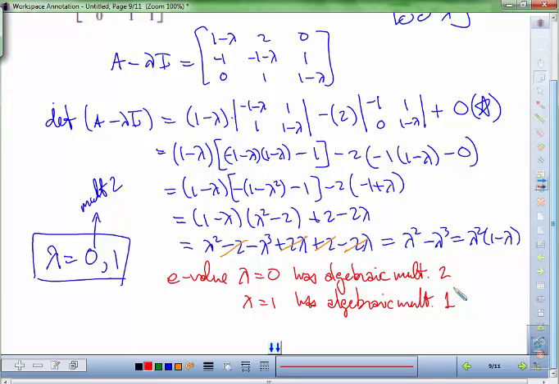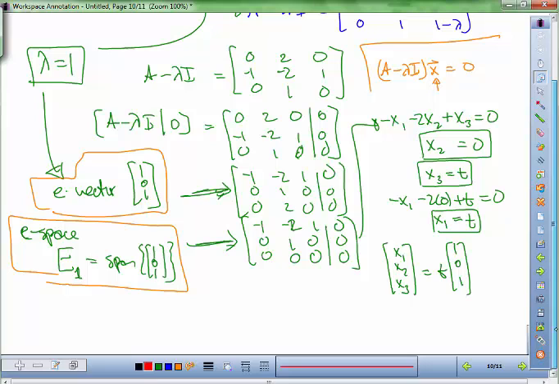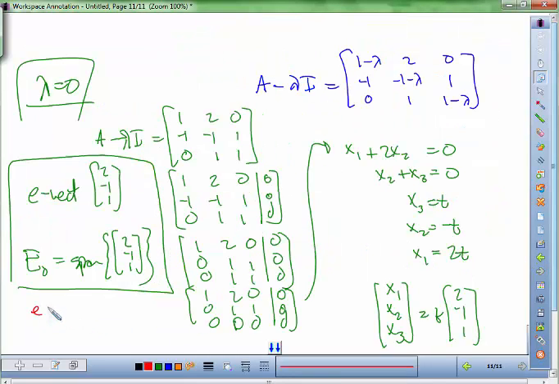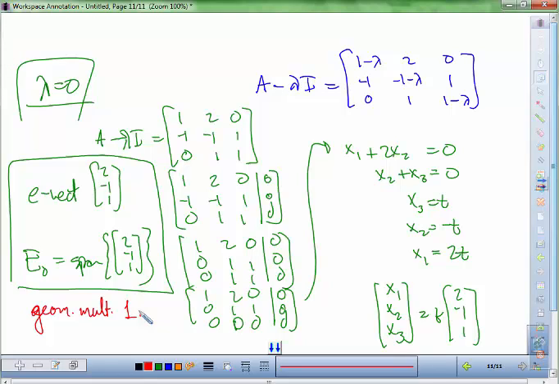Now, to get the geometric multiplicity, you need to find the dimension of the eigenspace, or figure out how many eigenvectors are associated with it. When lambda is equal to 1, this has geometric multiplicity of 1 because its eigenspace is one-dimensional. And this eigenvalue of 0 has geometric multiplicity of 1 also. It's more likely that the geometric and algebraic multiplicities are the same, but in this case they're different. So it does happen.